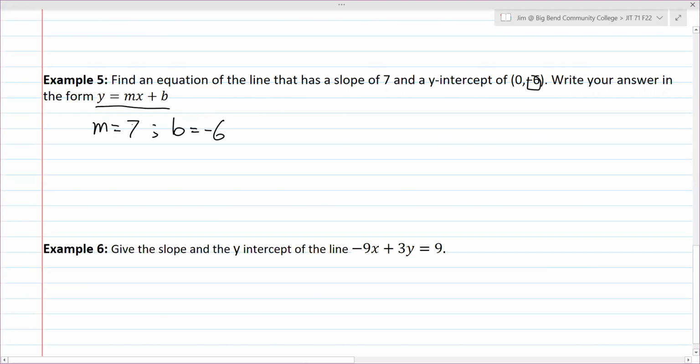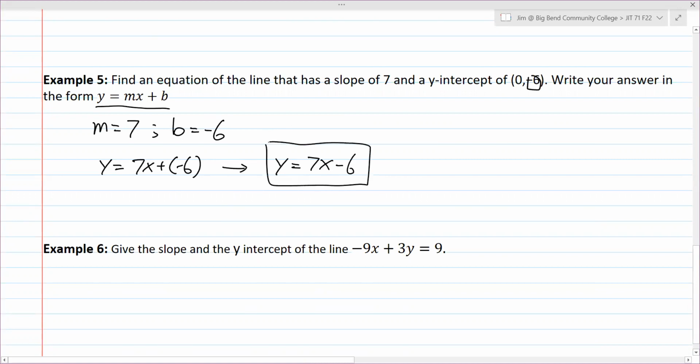And then all you need to do in this question is to plug in m and b in the given linear equation. So your answer will be y equals 7x plus -6. And then write the equation, then you'll have y equals 7x minus 6. Right, so that's exactly what you do.